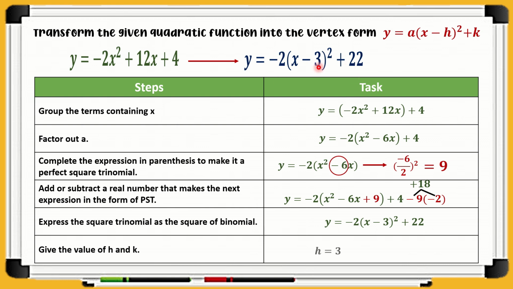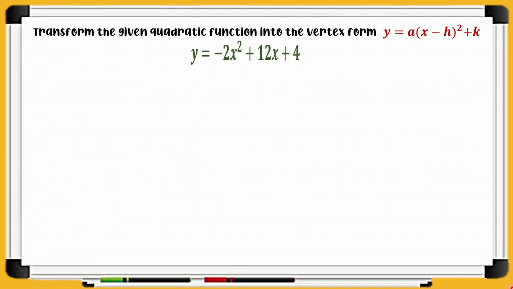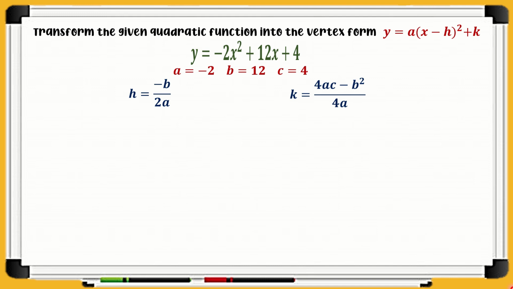So from here, the value of our h is equal to positive 3 and the value of our k is equal to positive 22. So to see if we will obtain the same answer using the formula, find the values of a, b, and c. So we have a is equal to negative 2, b is equal to positive 12, and c is equal to positive 4. Substitute it to our formula to obtain the value of h. So, we have h is equal to negative 12 all over 2 times negative 2. Simplifying the denominator, we have negative 12 all over negative 4. And this one is equal to positive 3. Therefore, our h is equal to positive 3.